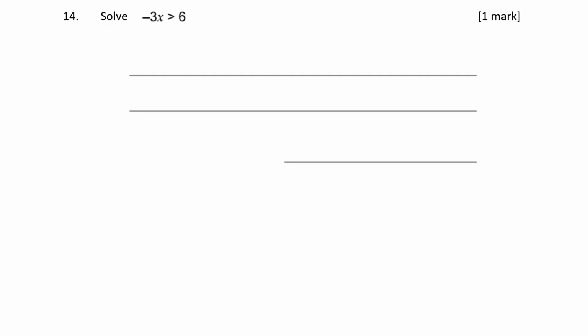So two approaches. Approach 1 would be to keep things positive. What I could do is start off by changing signs for these two expressions, moving them to the other side of the inequality. That would give me minus 6 is greater than 3x, and then dividing both sides by 3 is going to give me minus 2 is greater than x, or x is less than minus 2.